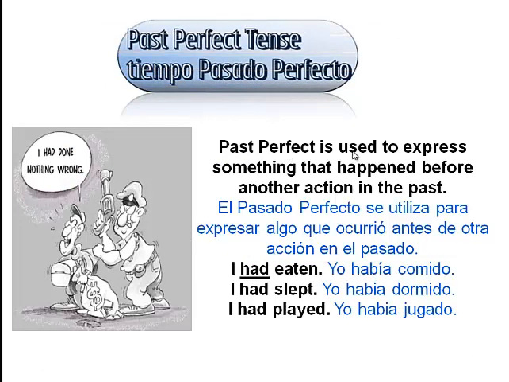Past perfect is used to express something that happened before another action in the past. I had eaten, I had slept, I had played.